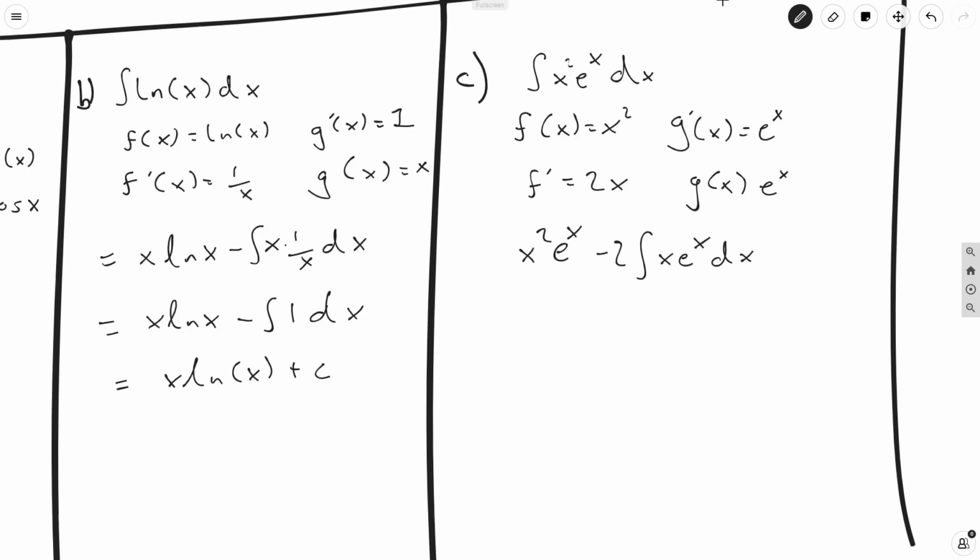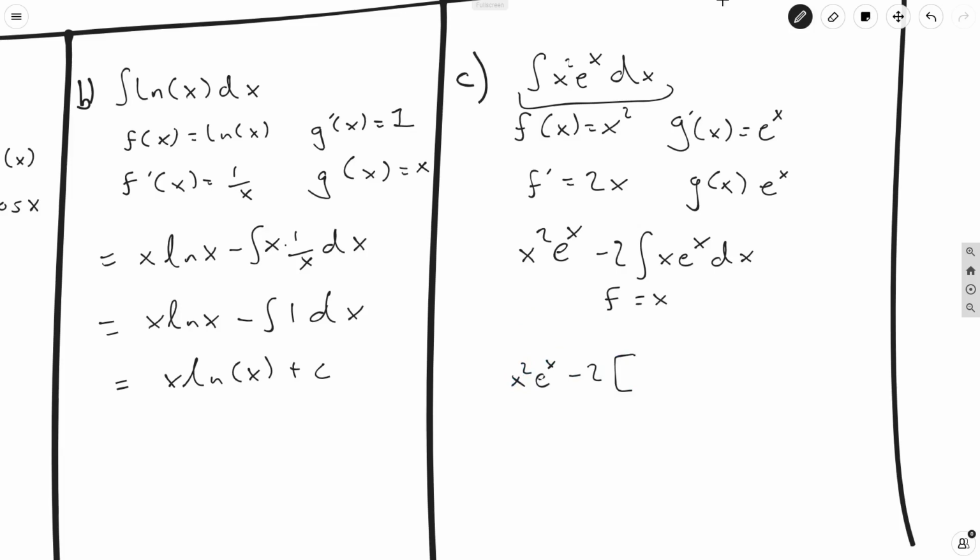Now the problem is this doesn't actually look any better, because we still don't know how to integrate this. However, compare this to our initial problem of x squared e to the x, and notice that we've decreased the power up here by 1. And why is that good? Because now we can just apply integration by parts again. So this is x squared e to the x minus 2, and now we're going to apply integration by parts to this entire thing. I better give myself some space, actually. I'm going to reuse notation here, but hopefully it's not confusing.